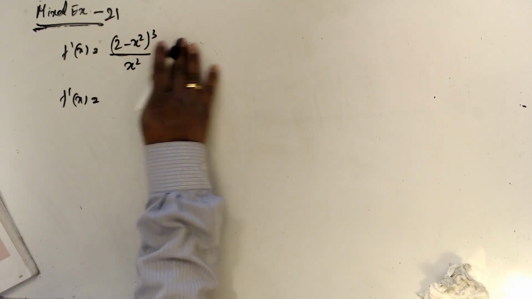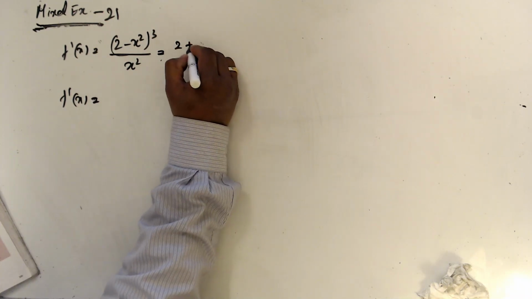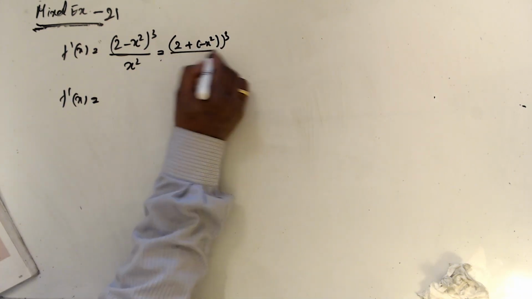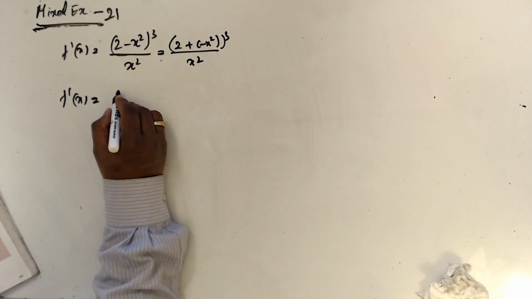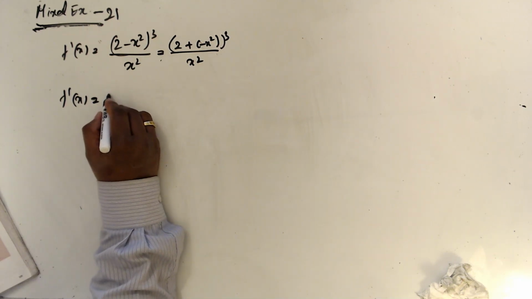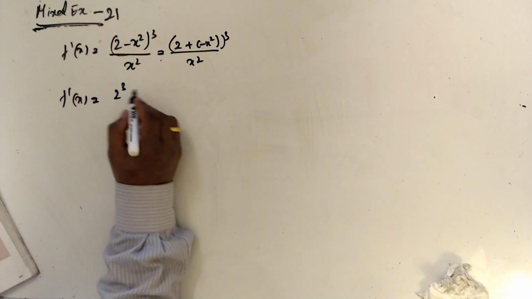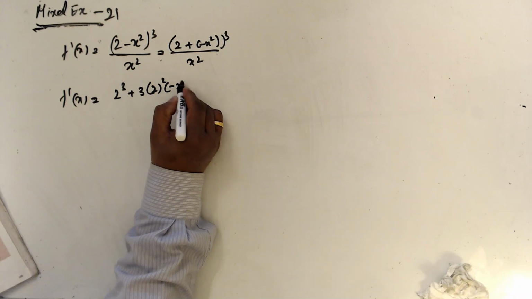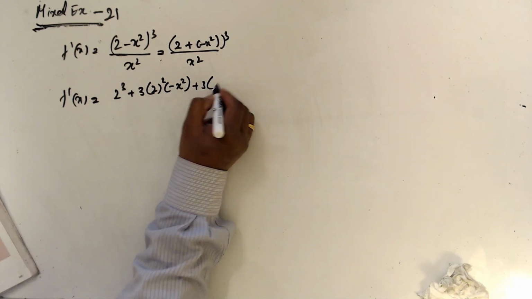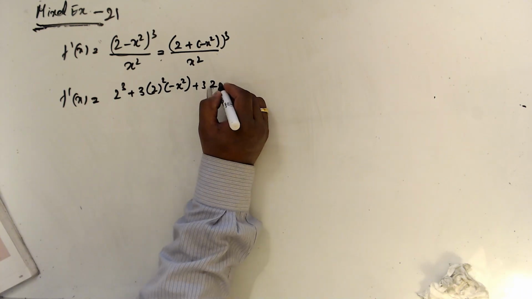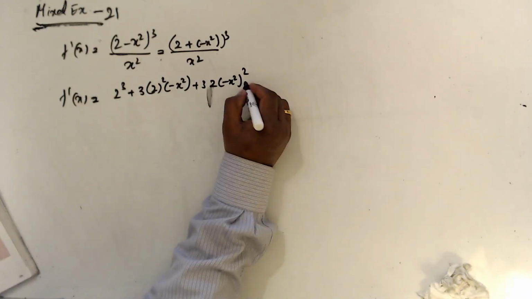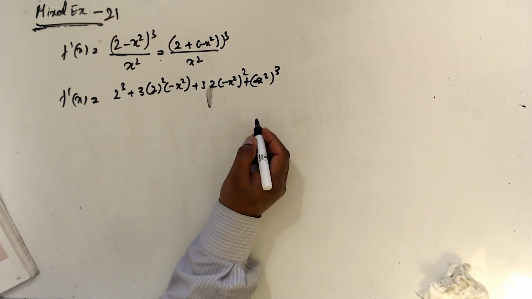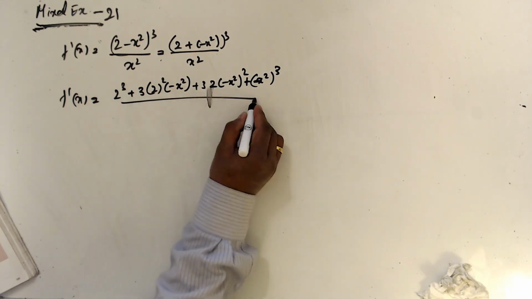So I'll write this one as (2 plus minus x square) cubed over x square. Now I am applying a binomial. So this is 1, 2 cubed, then plus 3 times 2 squared times minus x square, then 3 times 2 times (minus x square) squared, plus (minus x square) cubed. So this is over x square.